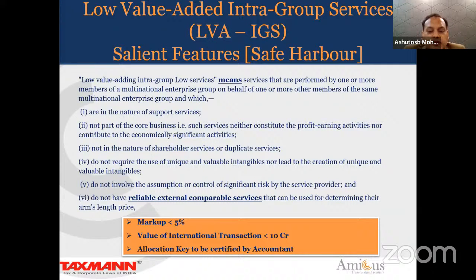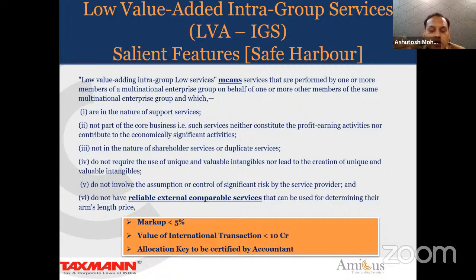So one, the nature of your service should not be in the nature of support service. It should not be a core business. It should not be shareholder or duplicative service. Then similarly, your international transaction value should be less than 10 crores. You should not be rendering a service, but you should be receiving a service from an overseas company, because the safe harbor that's available under Indian regulation is only for receipt of services.